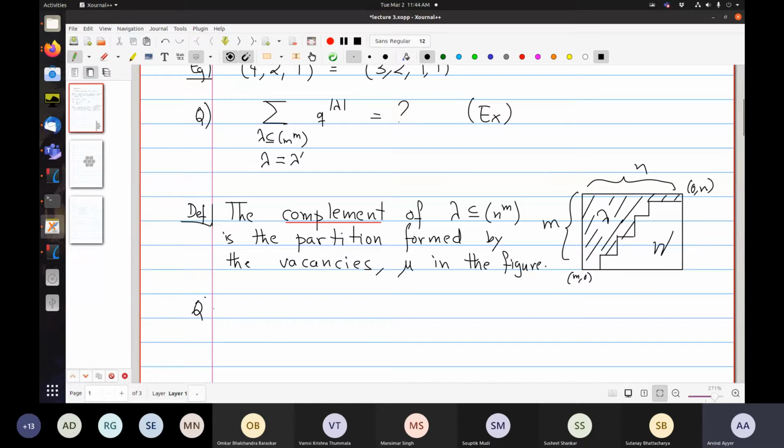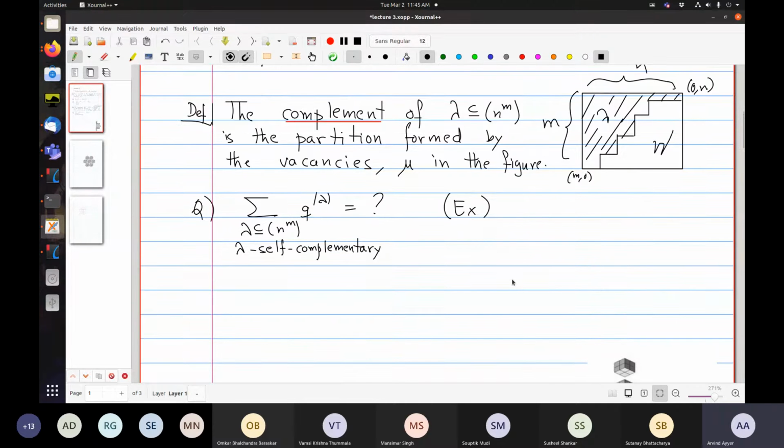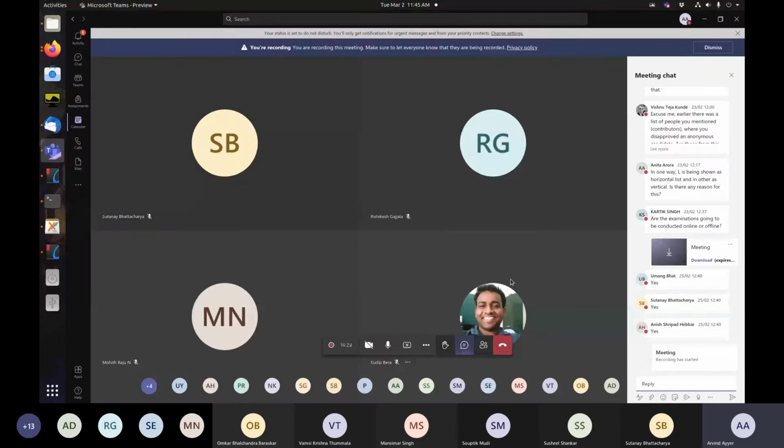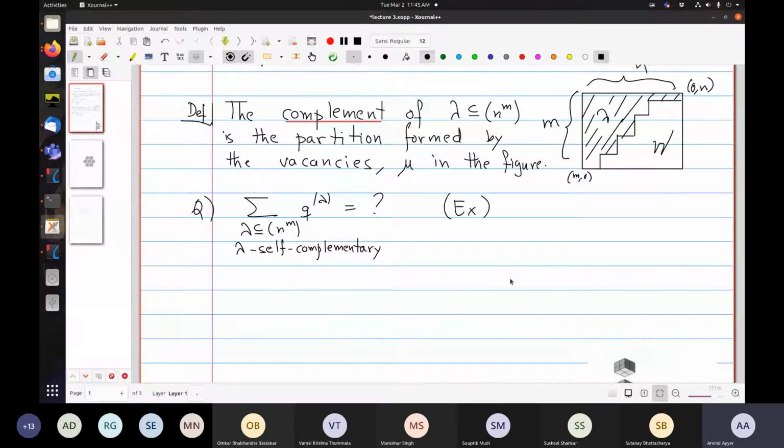Okay, so another question for you is to sum lambda inside M by M again. You can take M by M such that lambda is self-complementary. Q to the size of lambda equals what? So this is an exercise. Okay, any questions about any of this? Okay, so good.